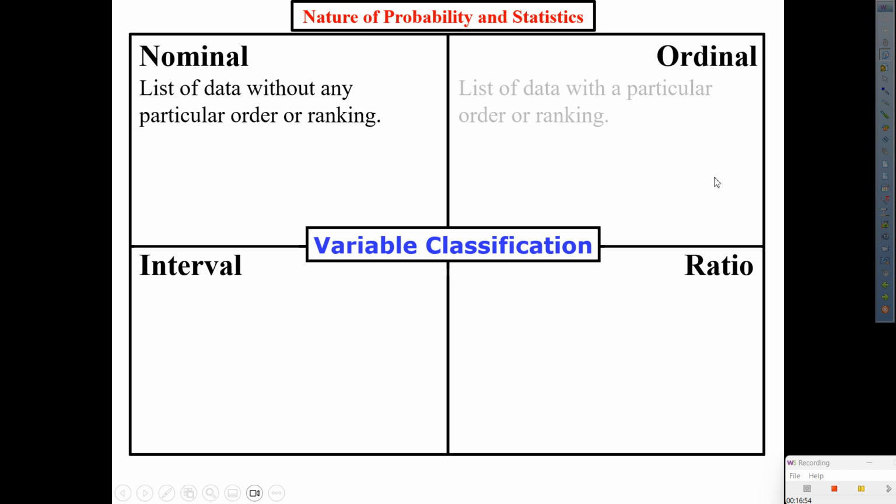Second one, ordinal. Ordinal is the list of data with a particular order or ranking. So let's say, once again, I tell you, okay, guys, you need to go out there in the quad, interview 10 people, but I want them listed in alphabetical order. Well, guess what? Now they have a certain order. Does that give one more value than the other? No, it's just in order.